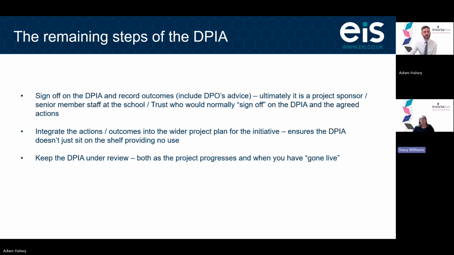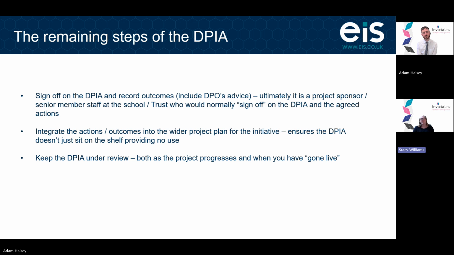So just looking at the remaining steps of the DPIA now. Obviously the DPIA needs to be signed off and the outcomes recorded, and that includes our advice as DPO. Ultimately, it's the project sponsor or senior member of staff at the school or trust who will normally sign off on the DPIA and the agreed actions and the mitigating risks.